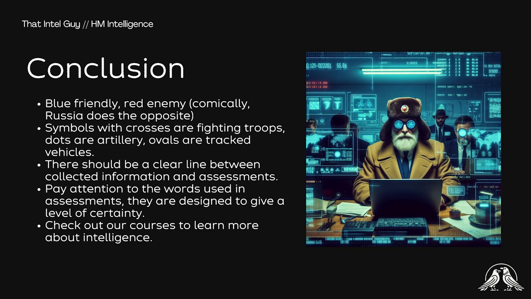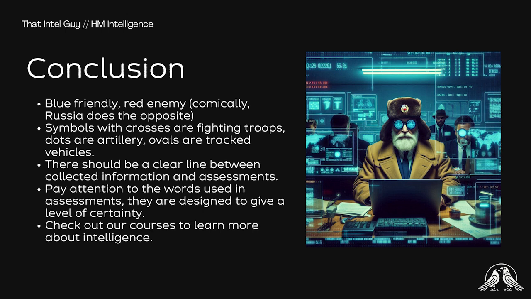So, just to reiterate what we've covered, blue oblongs, friendly force, red diamonds, enemy. It's basically how it always is. Interestingly, Russia apparently used the opposite, so they represent themselves with red diamonds and us with blue oblongs. So, bit of uniformity there. The symbols with crosses are fighting troops, dots are artillery, and ovals are tracked vehicles. If you just keep that in mind, it all makes sense. These things can be combined and represented in different ways, but that is the very basics of it.